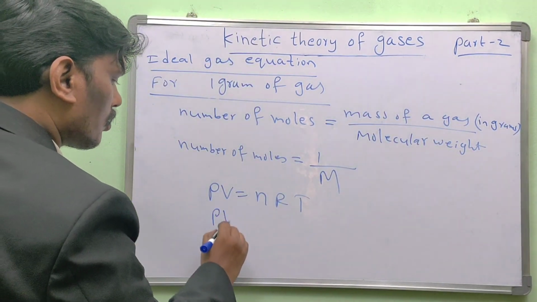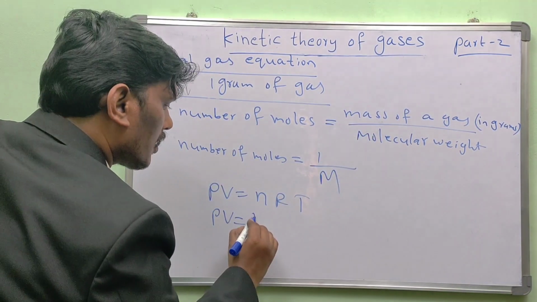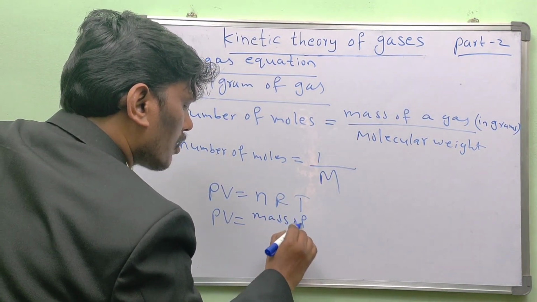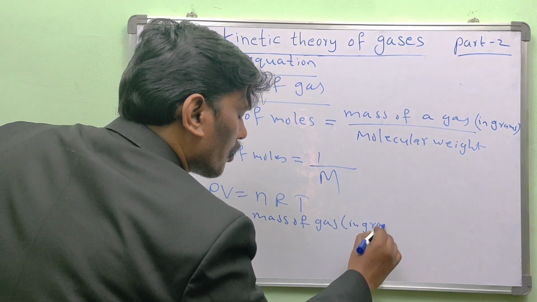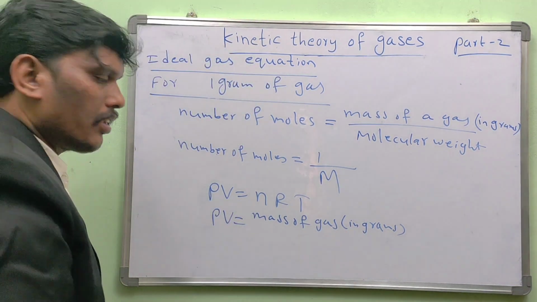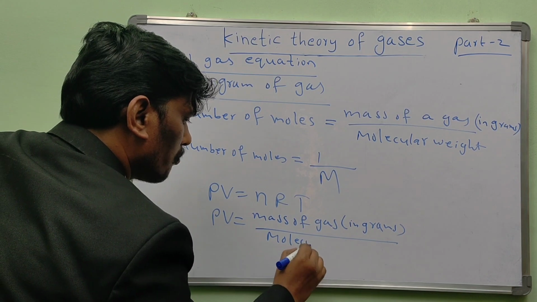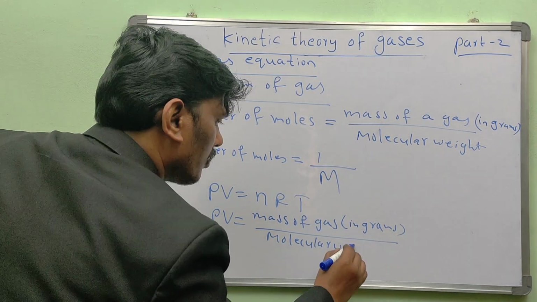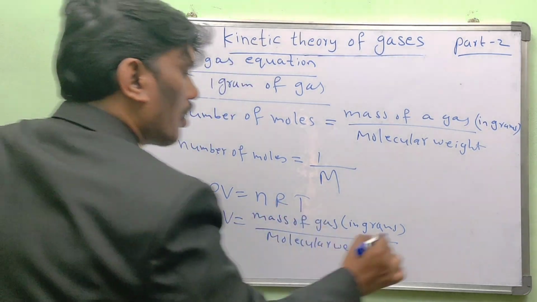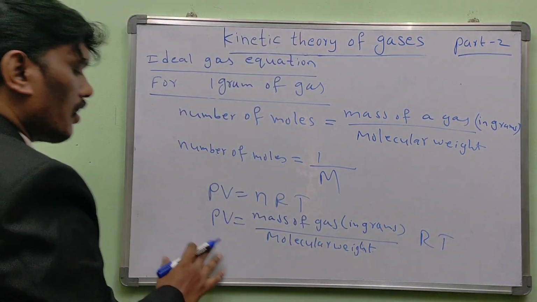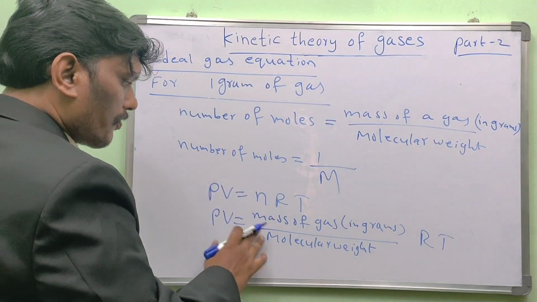That's why PV is equal to, in place of the number of moles, I replace its equivalent: the mass of gas, which must be in grams only, by molecular weight into RT. This is the ideal gas equation in terms of molecular weight and mass of the gas.